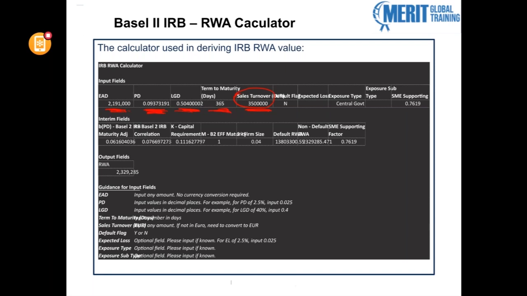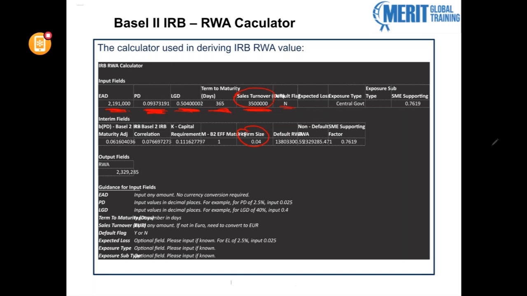There is an incentive that the regulators have given to small SMEs, to encourage the banks to actually lend to SMEs. We have the firm size adjustment. We need the sales turnover to be able to apply the firm size adjustment. It's actually here. We will discuss that when we get to the advanced approach.